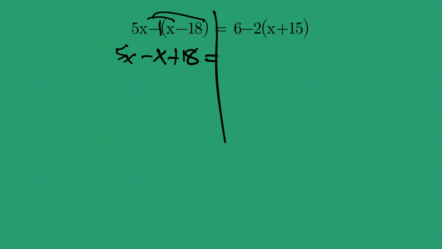Pardon? The 5, because that is 5x minus, and then that quantity x minus 18. So technically that is a negative 1 in front of those parentheses. Okay, good. Everybody okay with this? On the right side, what's getting distributed? Negative 2. You've got 6 minus 2 times x plus 15. So on the right side, the negative 2 is what's going to be distributed.